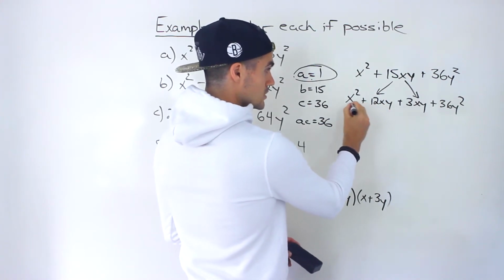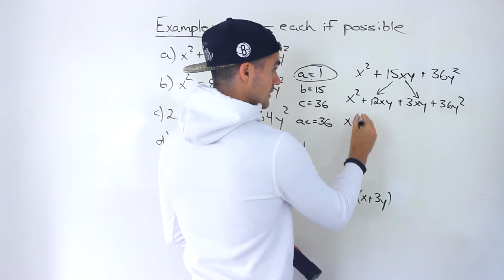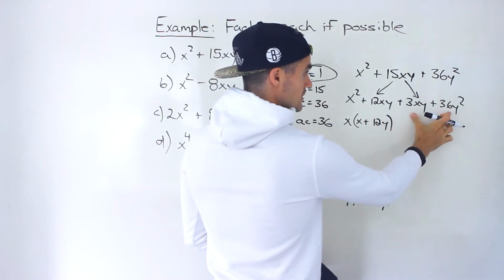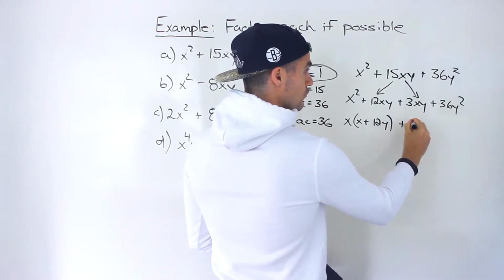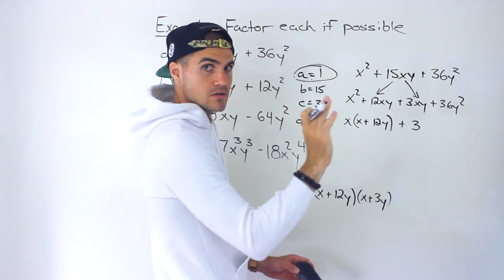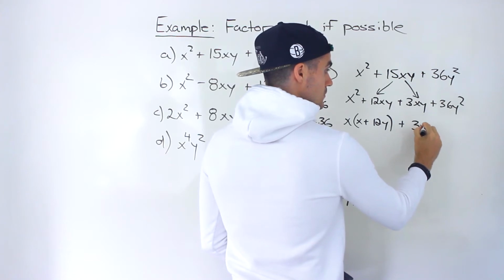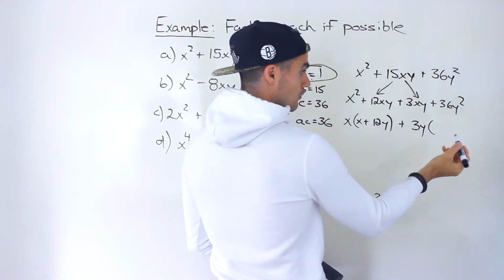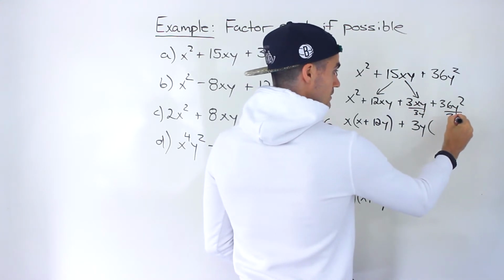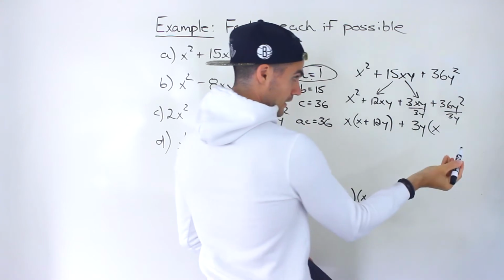So what can we take out of these two? We could take out an x, and we'd be left with x plus 12y. And then from these two, notice we could take out a 3, right, between 3 and 36. But notice we could also take out a y, because there's a y common in both of these. So we could take out a 3y. And so what would we be left with inside the brackets? Divide this by 3y, divide this by 3y. Notice the y's cancel out, the 3's cancel out, so we're just left with an x there.